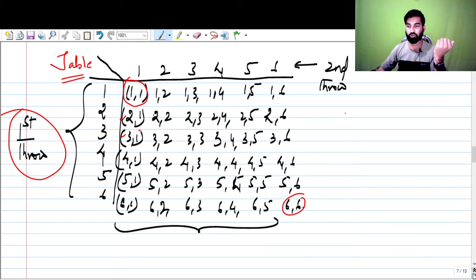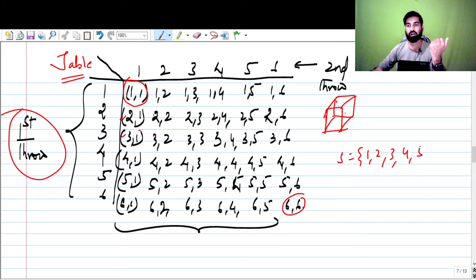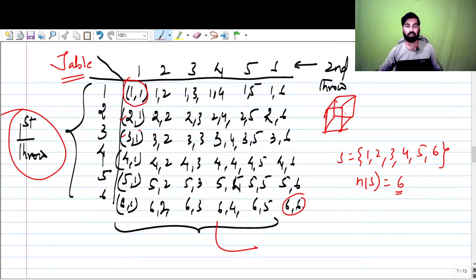Okay, so if you're throwing one die, the sample space is going to be 1 2 3 4 5 and 6. And how many elements are there in the sample space? There are 6. If you are throwing two dice, you can see here 6 into 6 will be the number of elements, right? 6 into 6 will be 36.